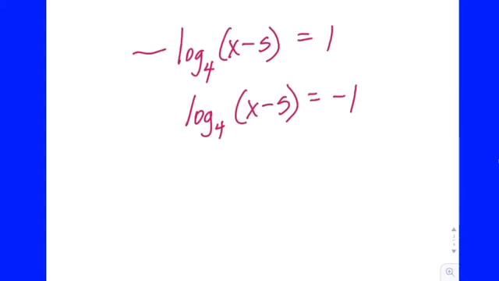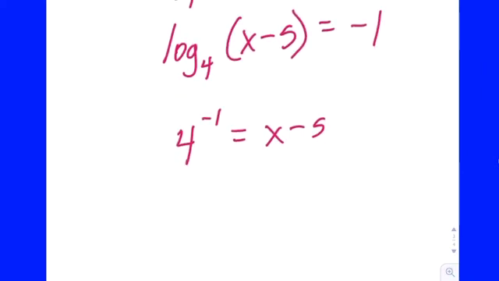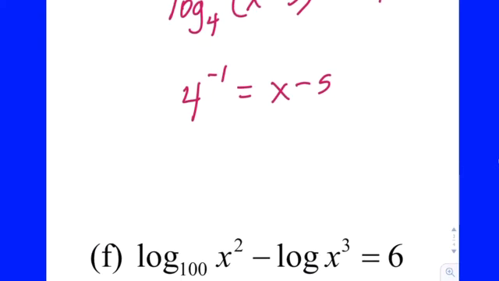And now that we've got the log by itself, we can either exponentiate both sides, base what? 4, or we could go around the world. I'll do the around the world one here. Just don't show the loops. That's kind of weird if you show the loops. Just imagine them. It's 4 to the -1st equals x minus 5. Now, is 4 to the -1st the same as -4? No. Has anyone ever done that? Yes. And I think they were trying to be funny, but it gives me a heart attack.